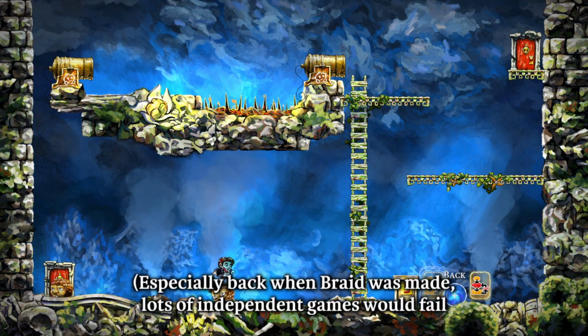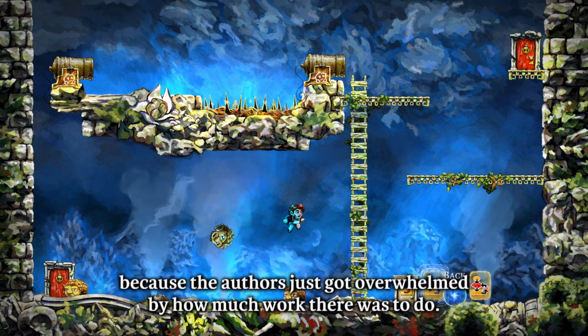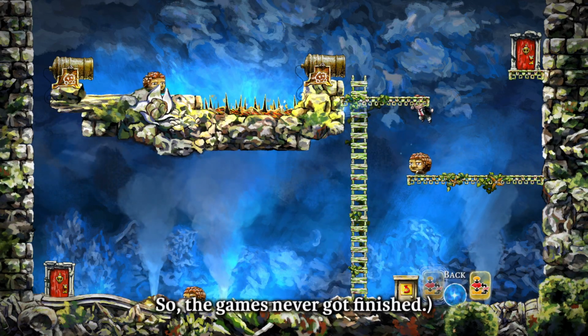Especially back when Braid was made, lots of independent games would fail because the authors just got overwhelmed by how much work there was to do, so the games never got finished.